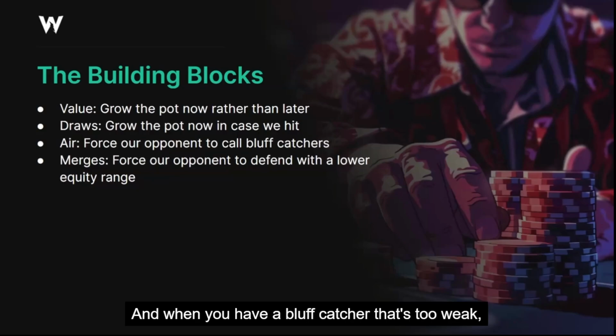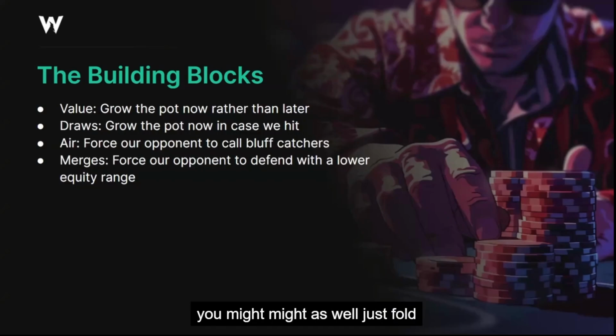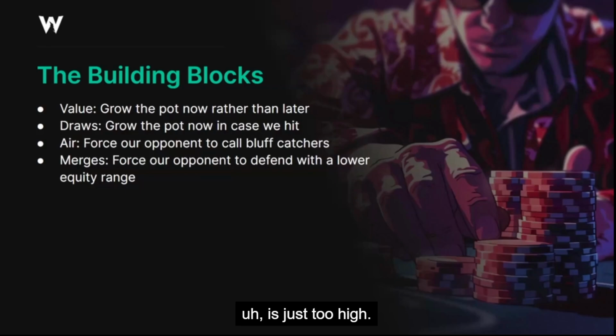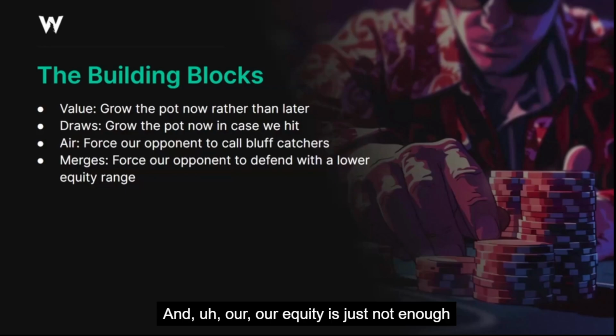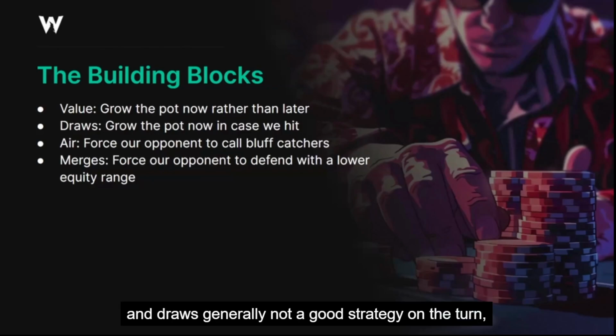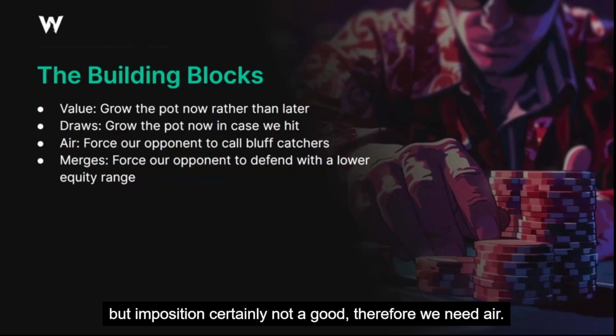And when you have a bluff catcher that's too weak, you might as well just fold, because even if you're ahead right now of some hands, the equity that those hands have is just too high, and our equity is just not enough with bluff catchers all the time. So betting with a range of only value and draws is generally not a good strategy on the turn, especially in position. Out of position, it's not as clear, but in position, certainly not good.